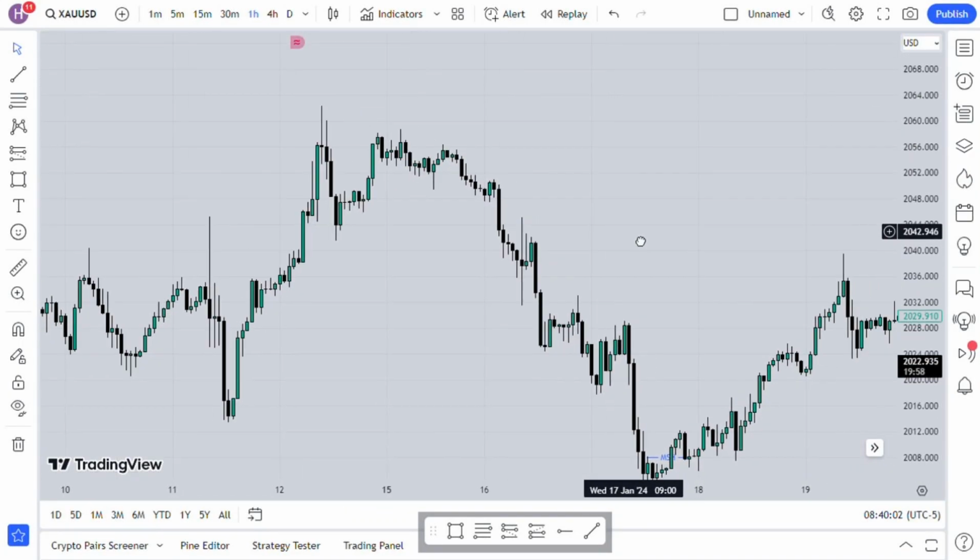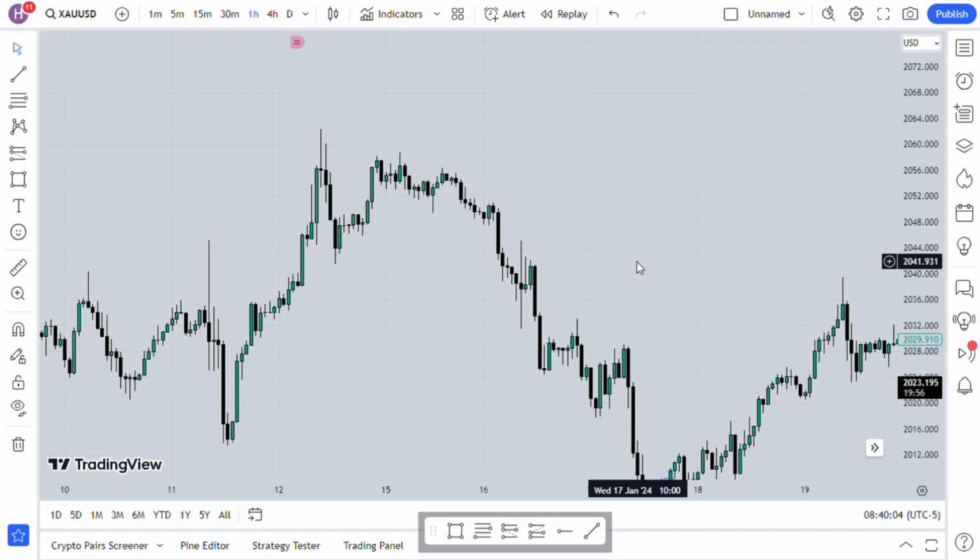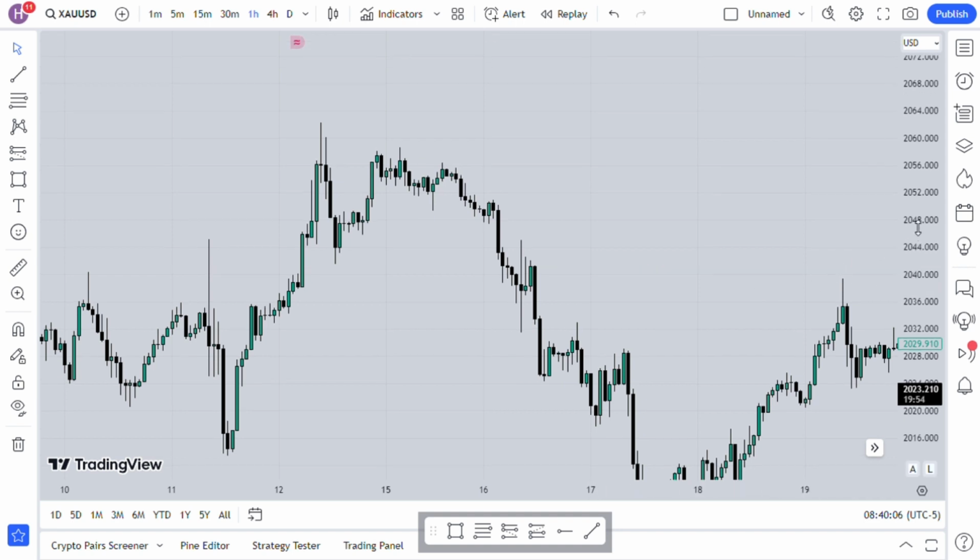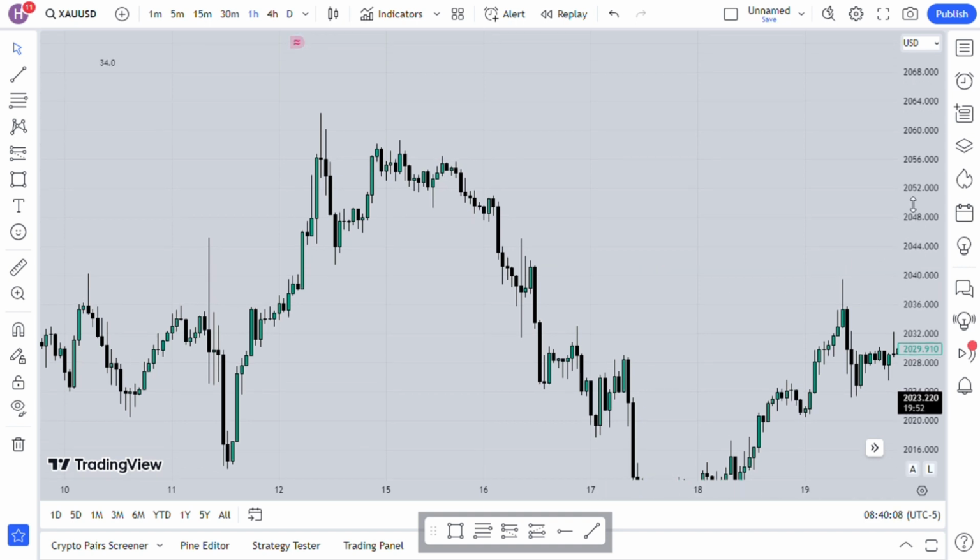We'll be talking about how to use the inverted fair value gap to enter the market, or to know the direction of the market, where it's going. This is on a higher time frame. We'll be focusing on this video on the 1 hour time frame.